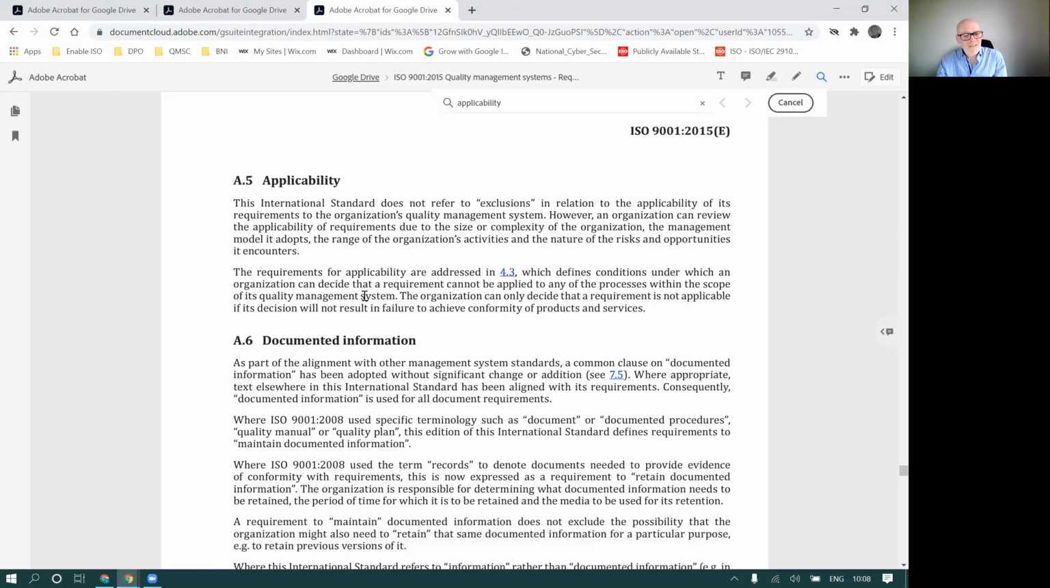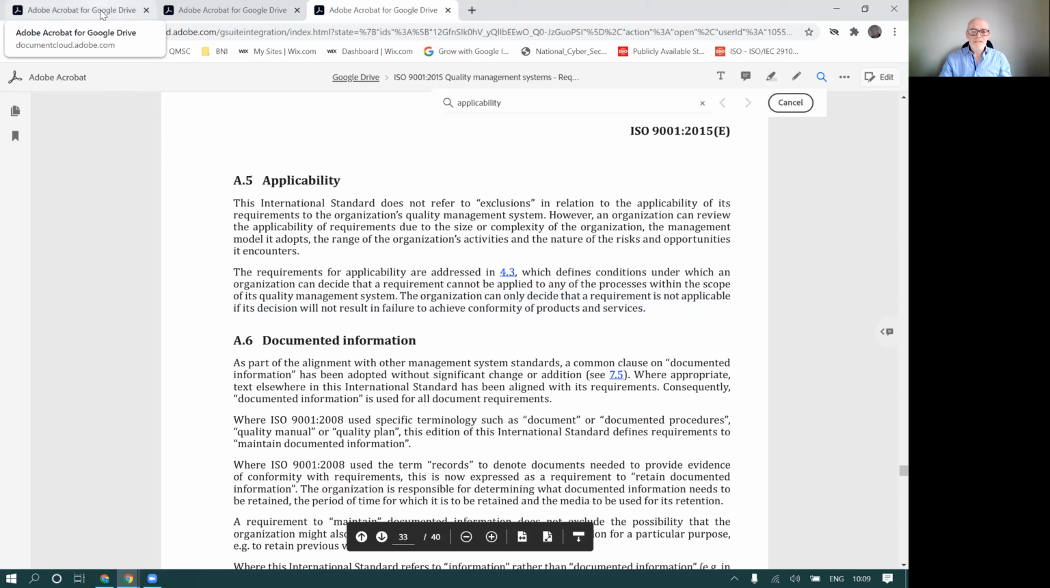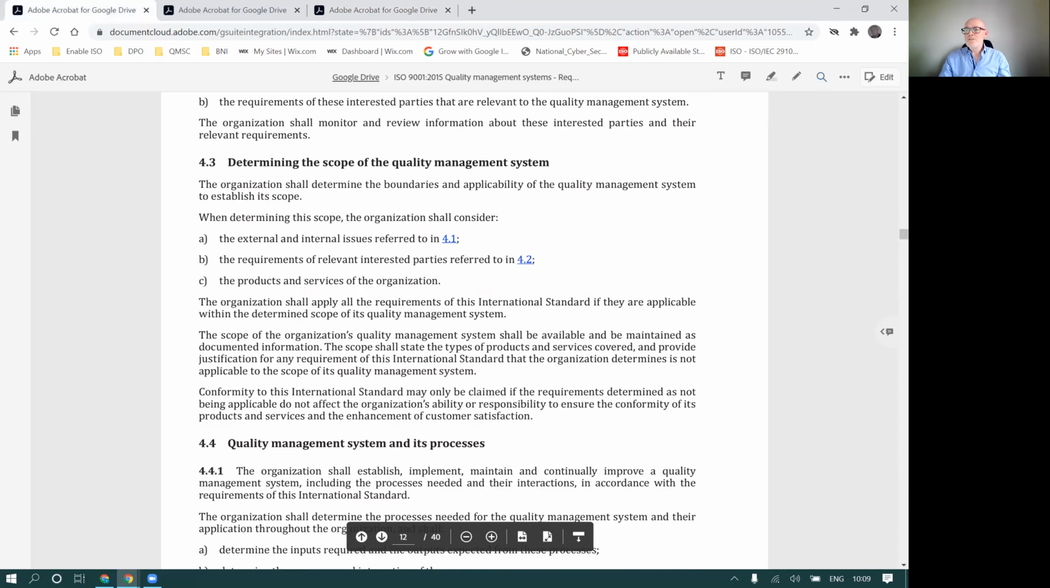So it's just important here. The requirements for applicability, it reads, are addressed in 4.3, which defines conditions under which an organization can decide that a requirement cannot be applied to any of the processes. So the last sentence is the most important there. The organization can only decide that a requirement is not applicable if its decision will not result in failure to achieve conformity of products and services.